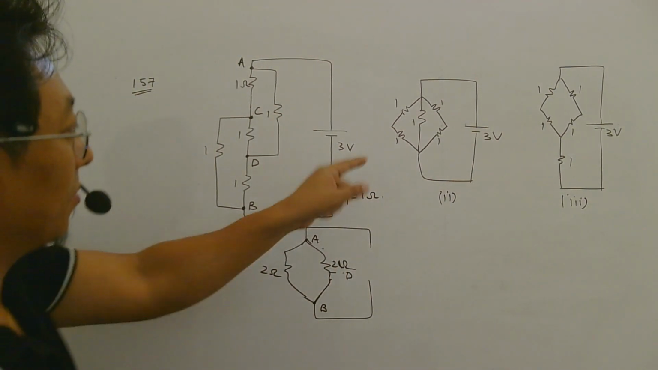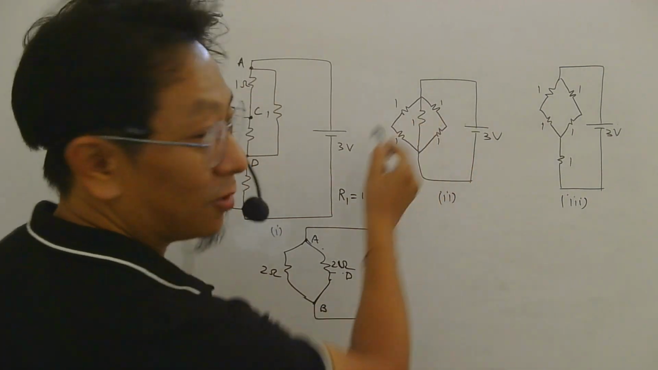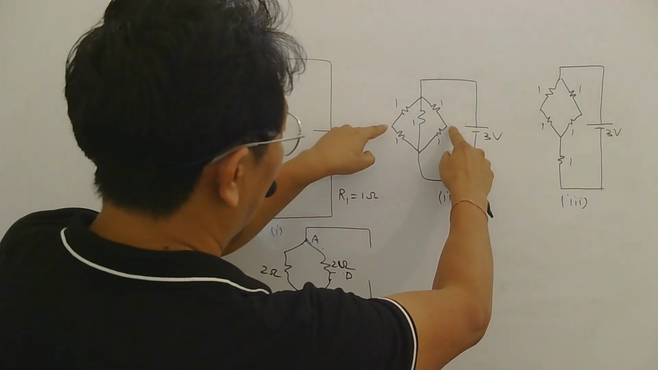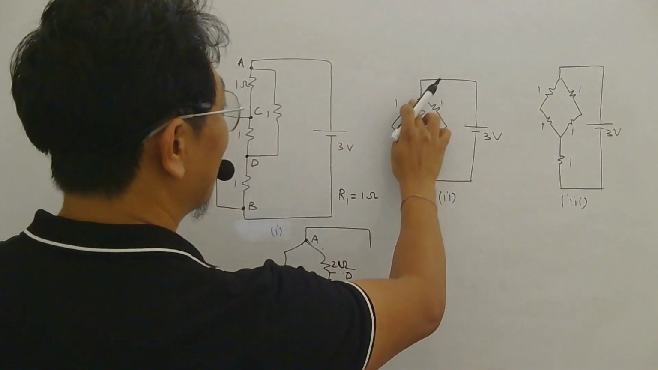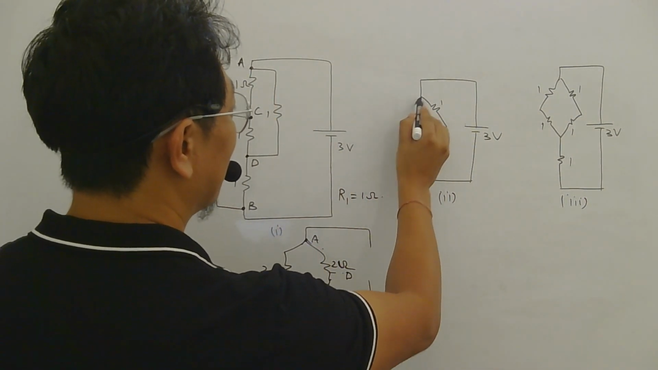That you remember. Now come here. Now you may think this is a Wheatstone bridge, but it is not. For a Wheatstone bridge, the battery should be here, remember. So this is a normal circuit. This one and this one are in series, so 2 ohm.